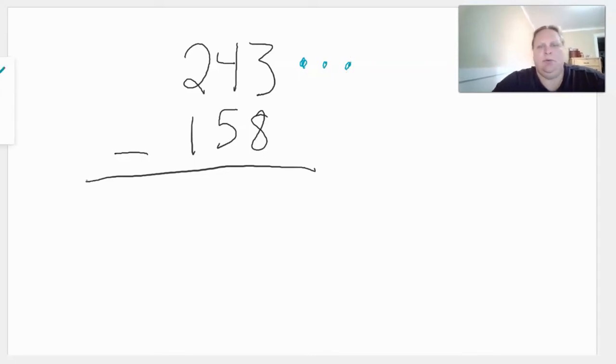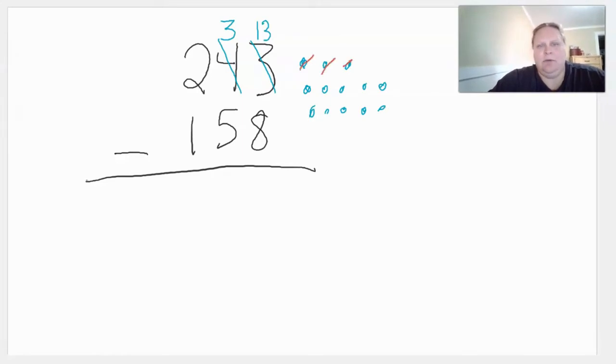To regroup, we borrow from the tens and we add it into the ones place. So now we have 13. So if we have 3 here, 1, 2, 3, 4, 5, 6, 7, 8, 9, 10. So that's 13. Now let's take away the 8. 1, 2, 3, 4, 5, 6, 7, 8. How much is left over? 5.